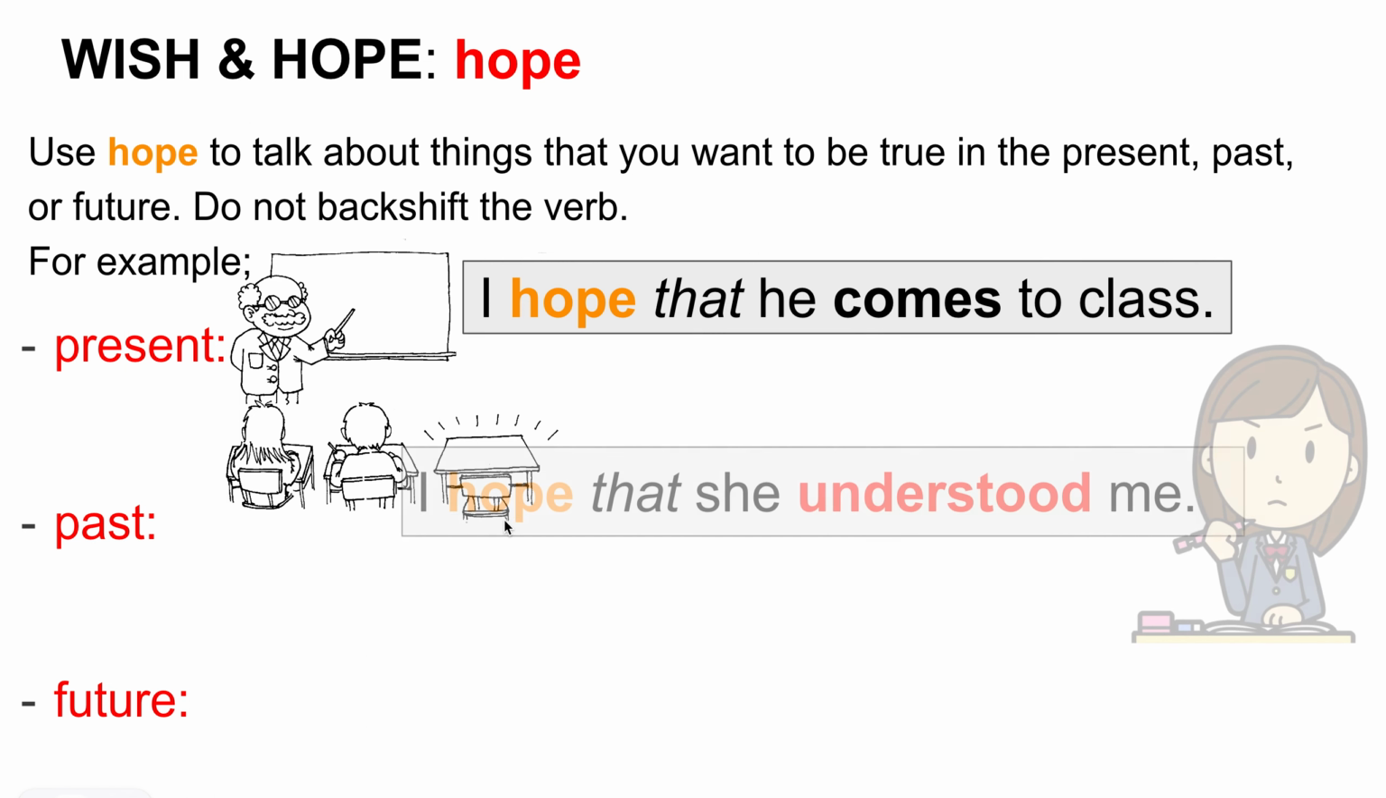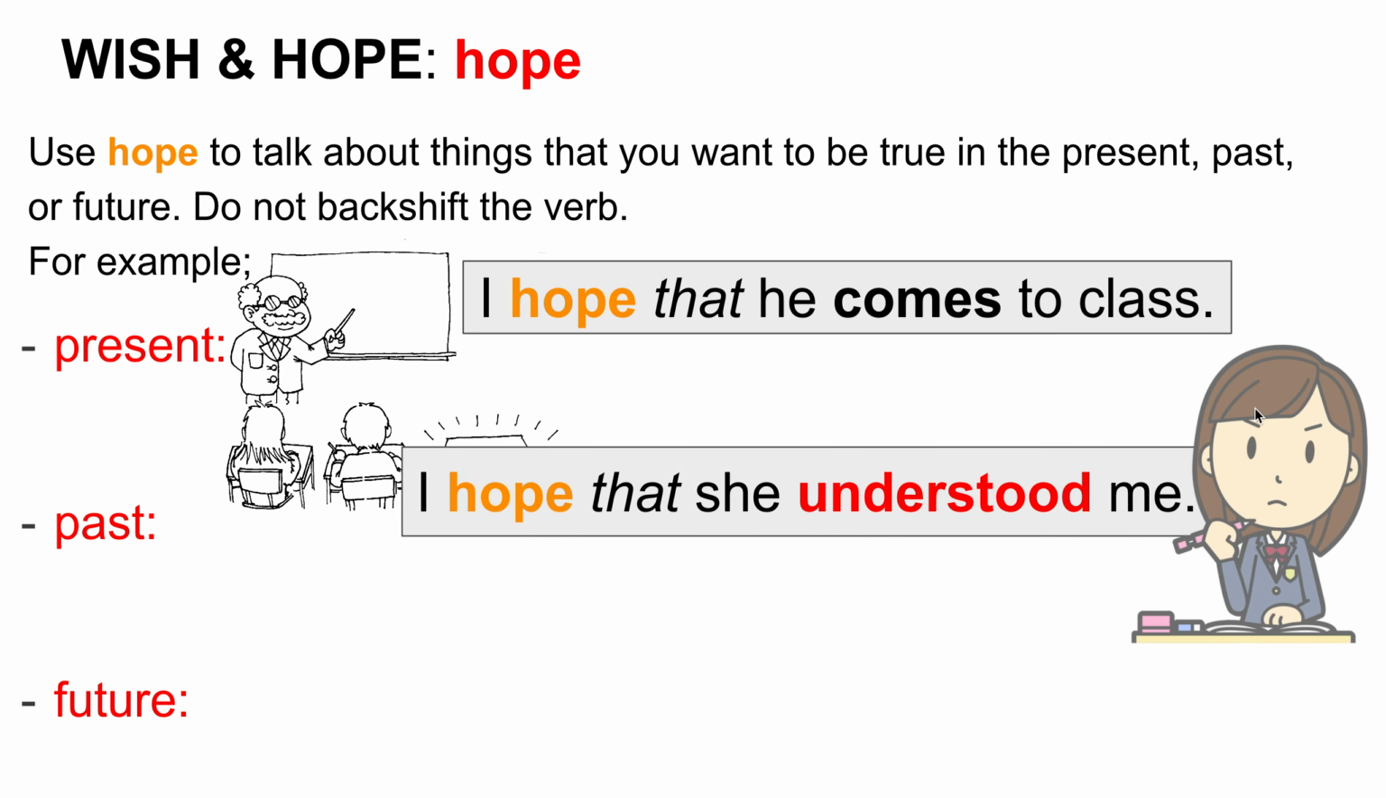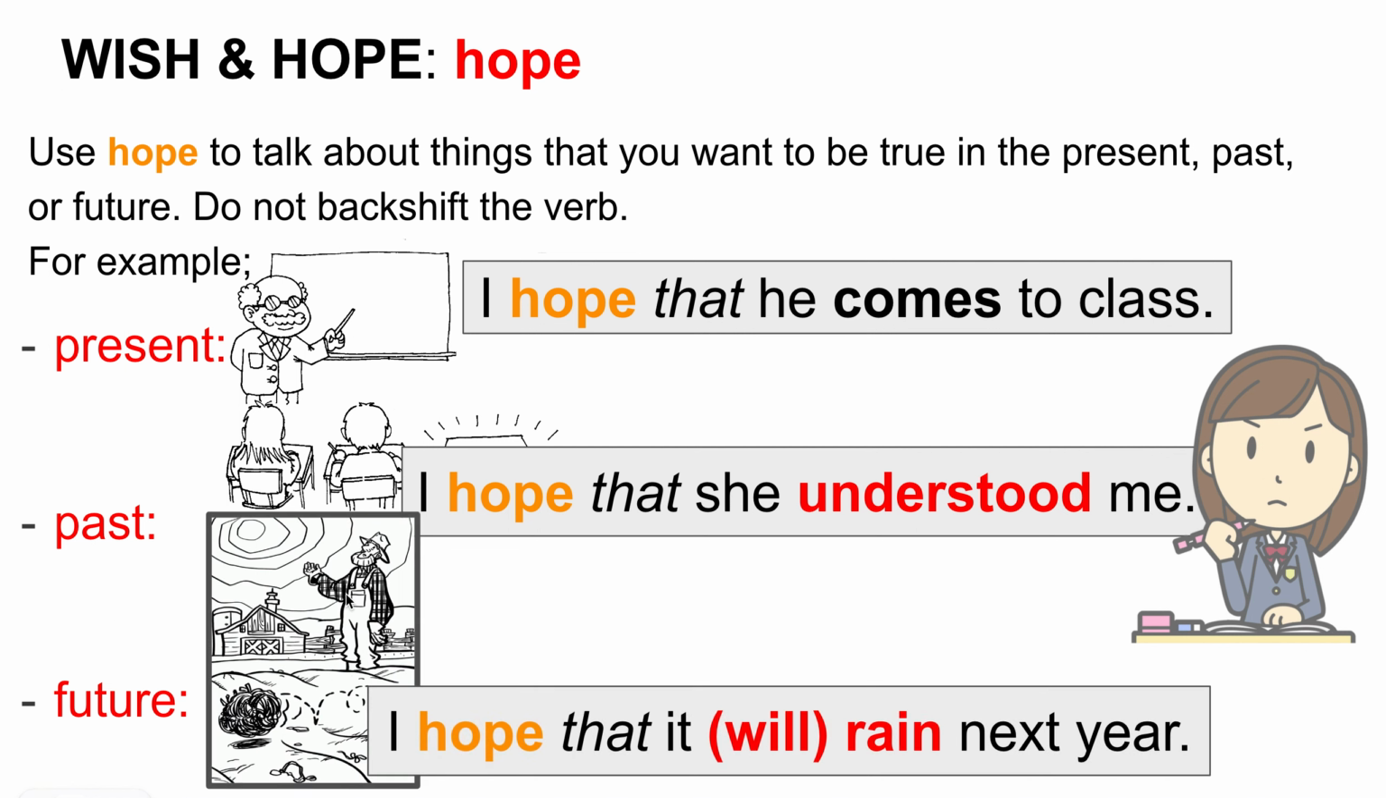For past, here's a student. She doesn't seem to understand. The teacher might think, I hope that she understood me, thinking to the past. Maybe the teacher gave an explanation. The student looked a little bit like she didn't understand. So the teacher might hope, I hope that she understood me. Okay? Hoping for the past and future. Here's a farmer. Doesn't seem to have rained. So the farmer might hope, I hope that it will, or I hope that it rains next year.